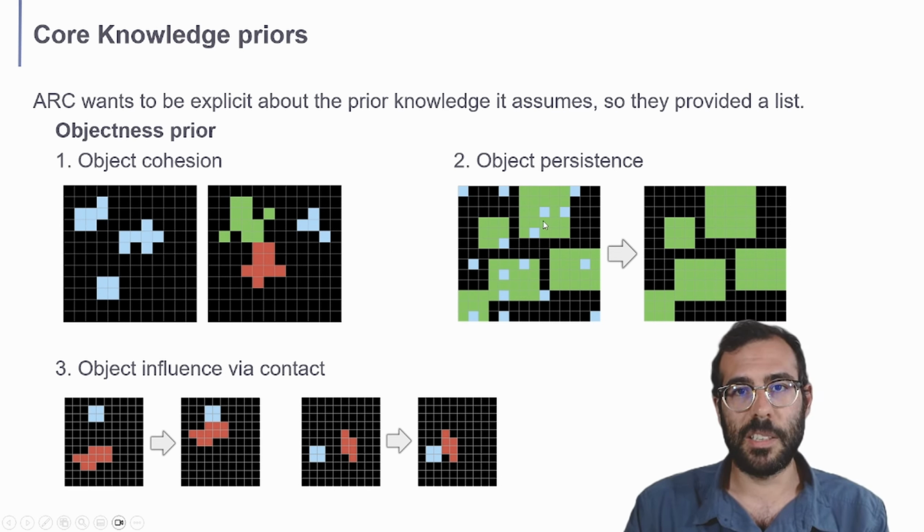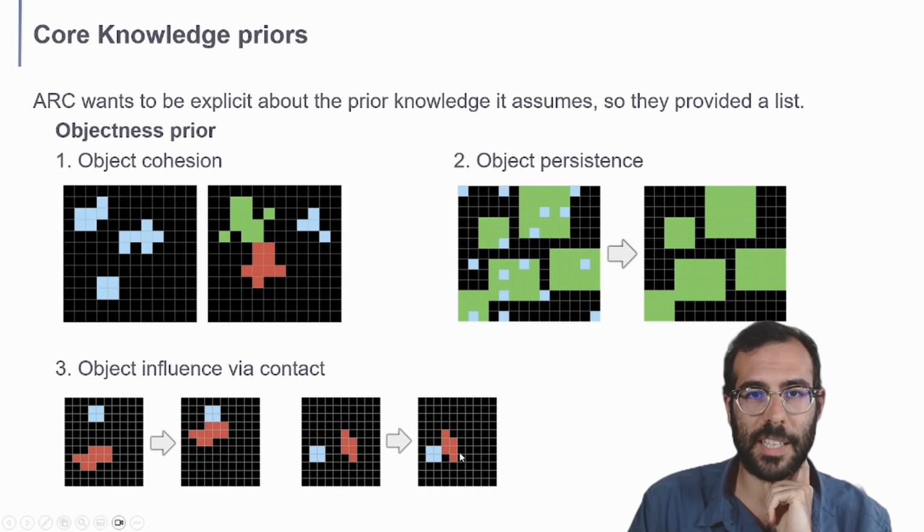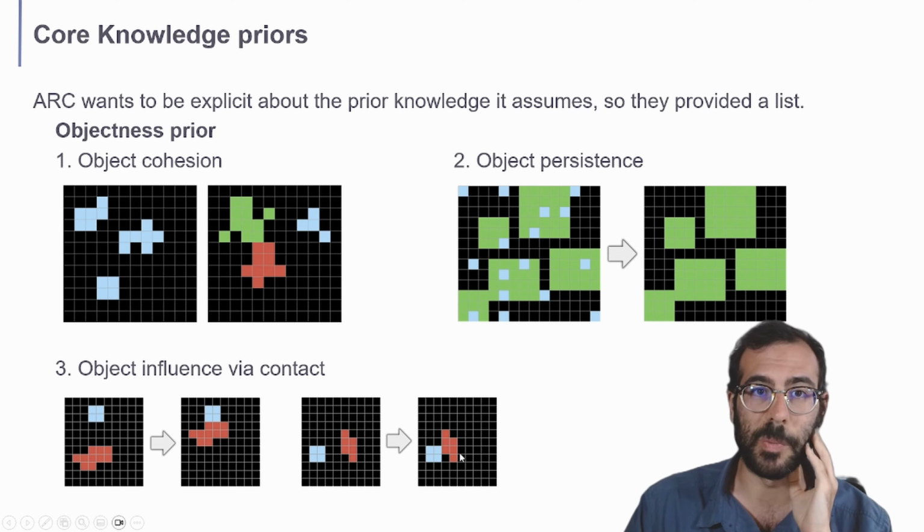Then you have object persistence, where you can have occlusion of objects, and objects can influence each other via contact. For instance, here you see one object that moves until it encounters a different object, and then it stops moving.